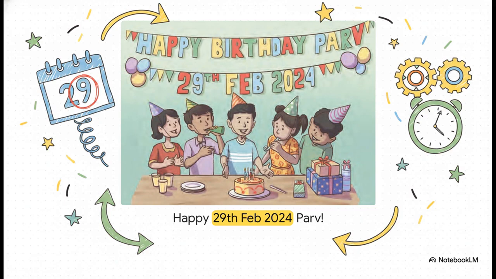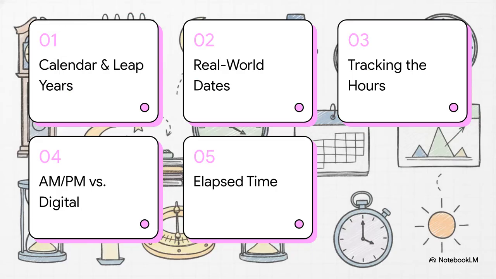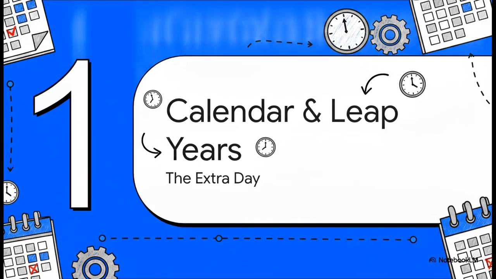in our calendar system. To completely demystify how all this works, we'll journey from the macro scale of turning calendars right down to ticking clocks. We'll be covering the calendar and leap years, real-world dates, tracking the hours, AM/PM versus digital time, and finally, elapsed time. So let's get right into it. Kicking things off with Section 1, the calendar and leap years.